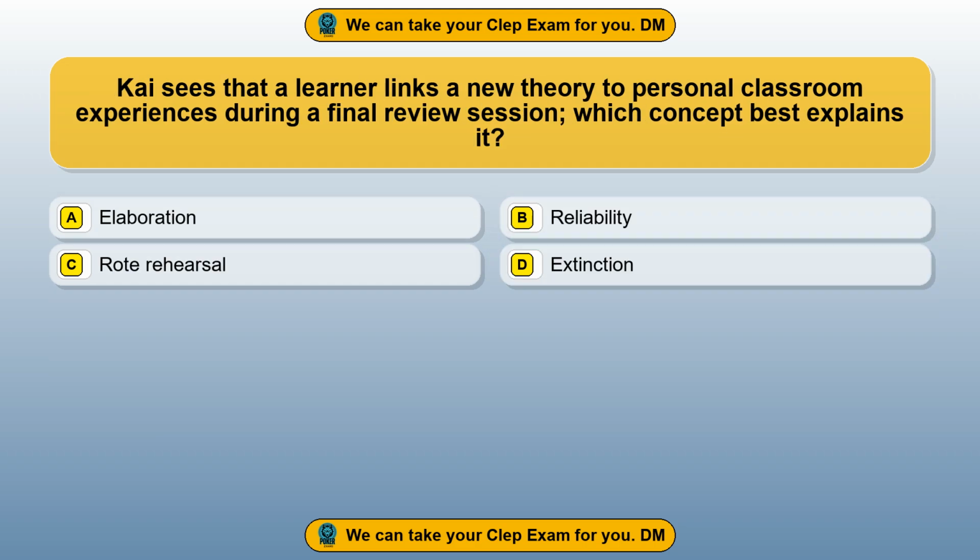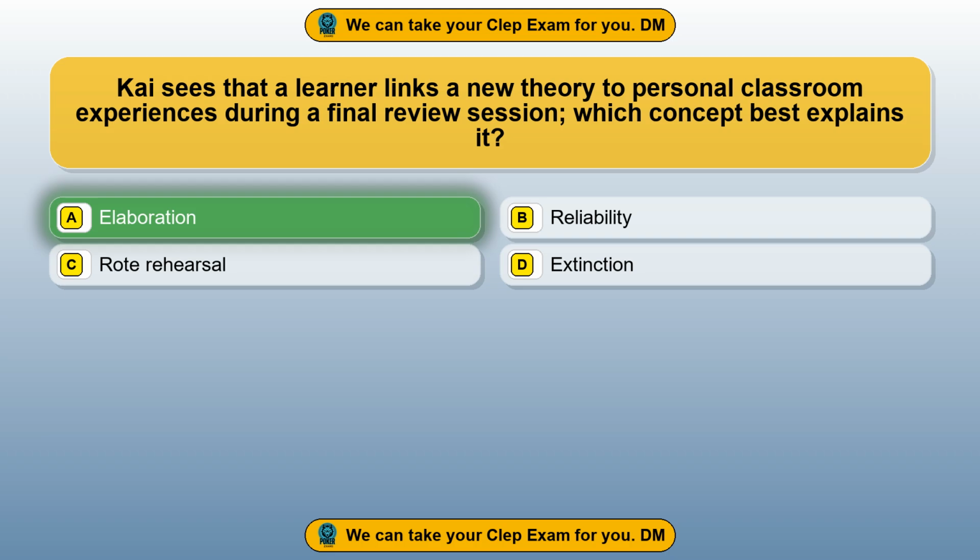Question 39. Kai sees that a learner links a new theory to personal classroom experiences during a final review session. Which concept best explains it? Option A, elaboration. Option B, reliability. Option C, rote rehearsal. Option D, extinction. The correct answer is option A, elaboration.